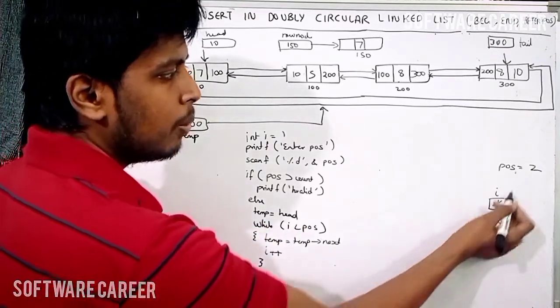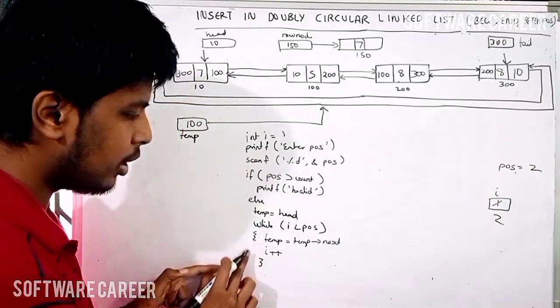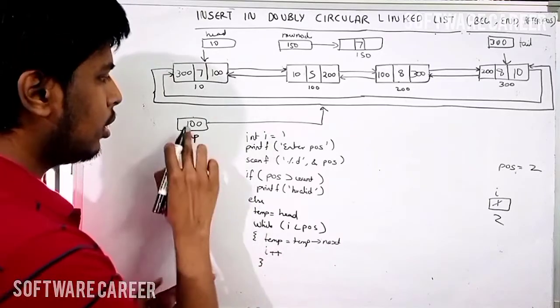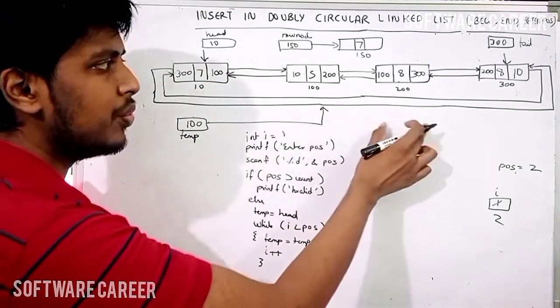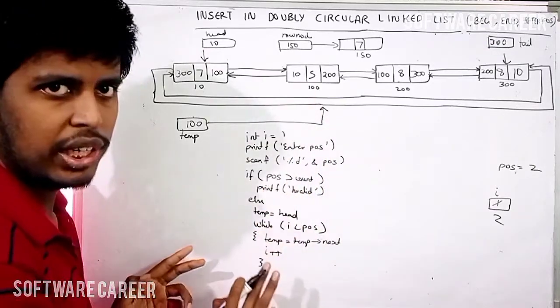I is 2 now. Position also 2. So this is not less than position, so I am not entering into this step. That is, temp equals temp next is not done. That means the temp pointer is not moving one step forward. So you are stopping the temp pointer here. That's why I am writing this condition, while.